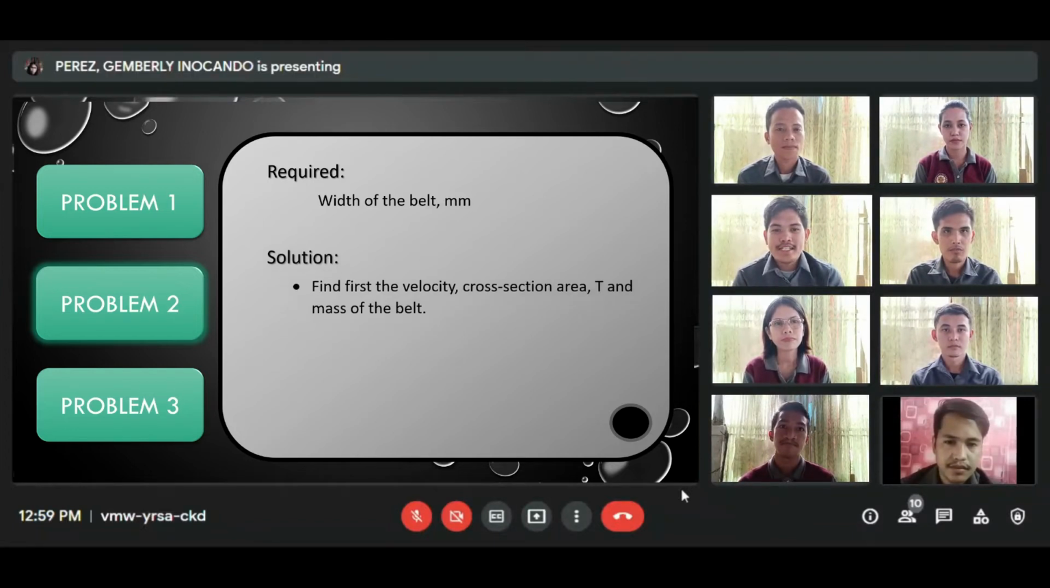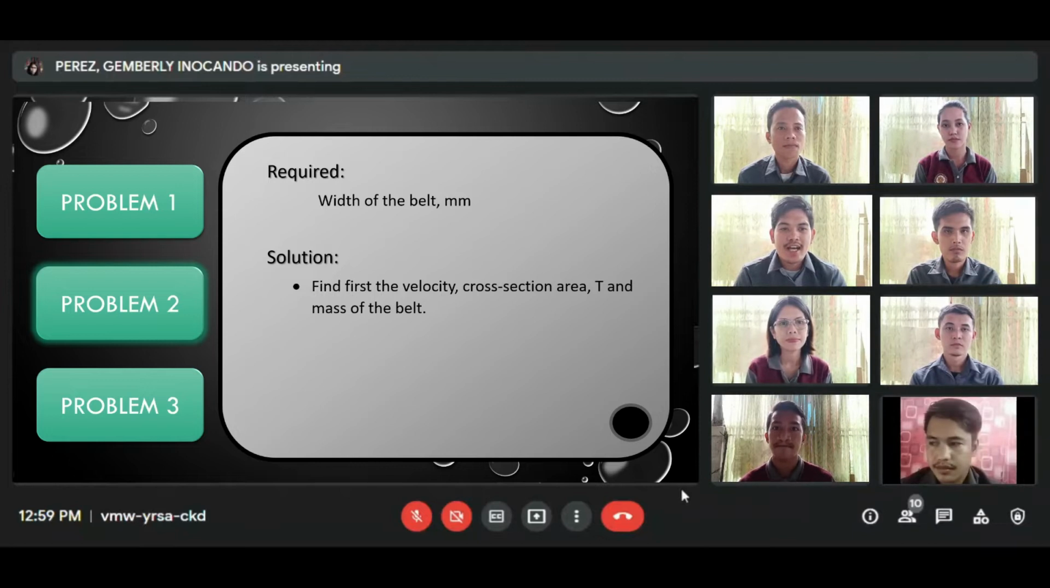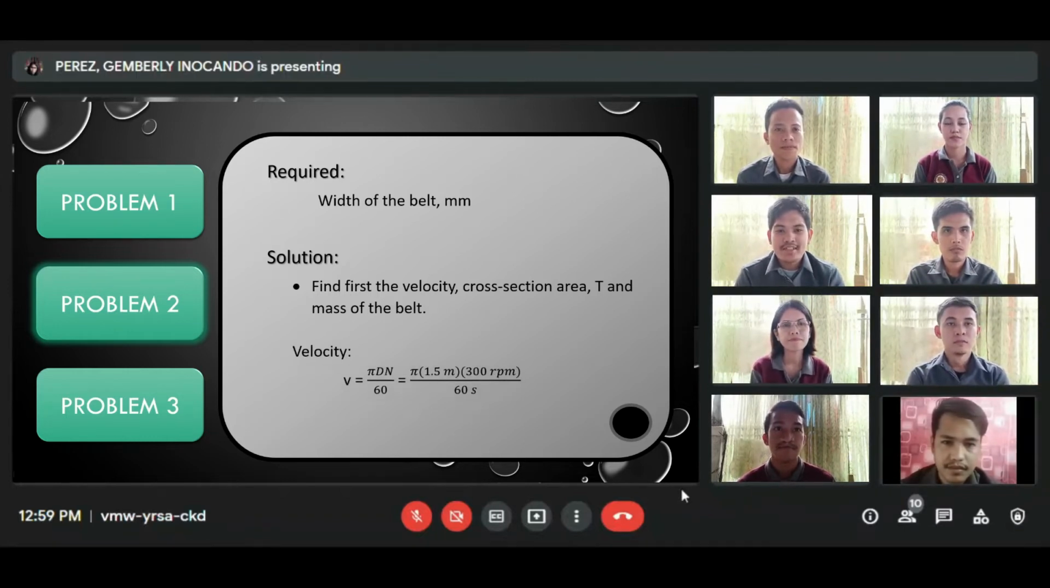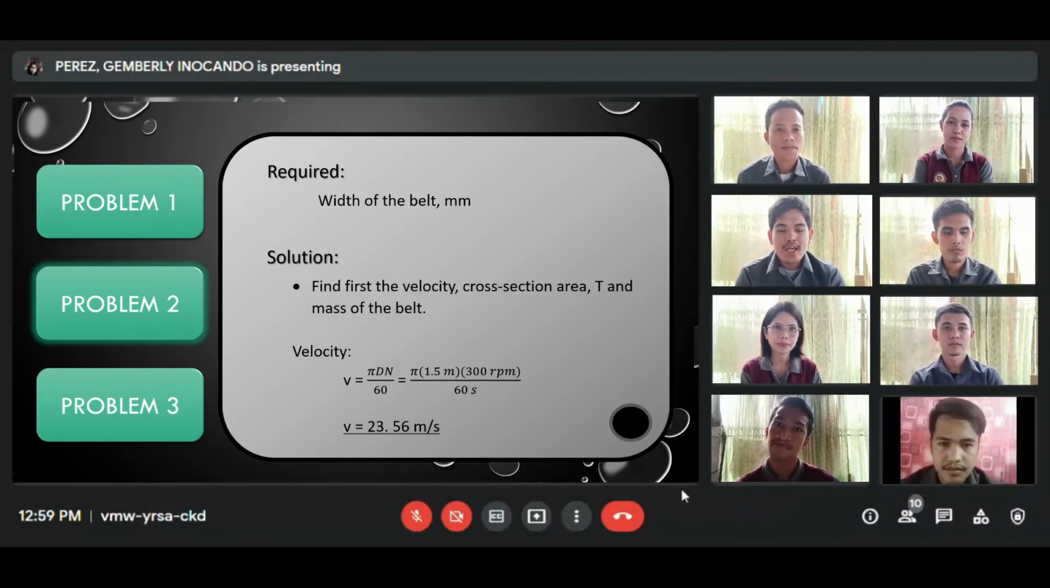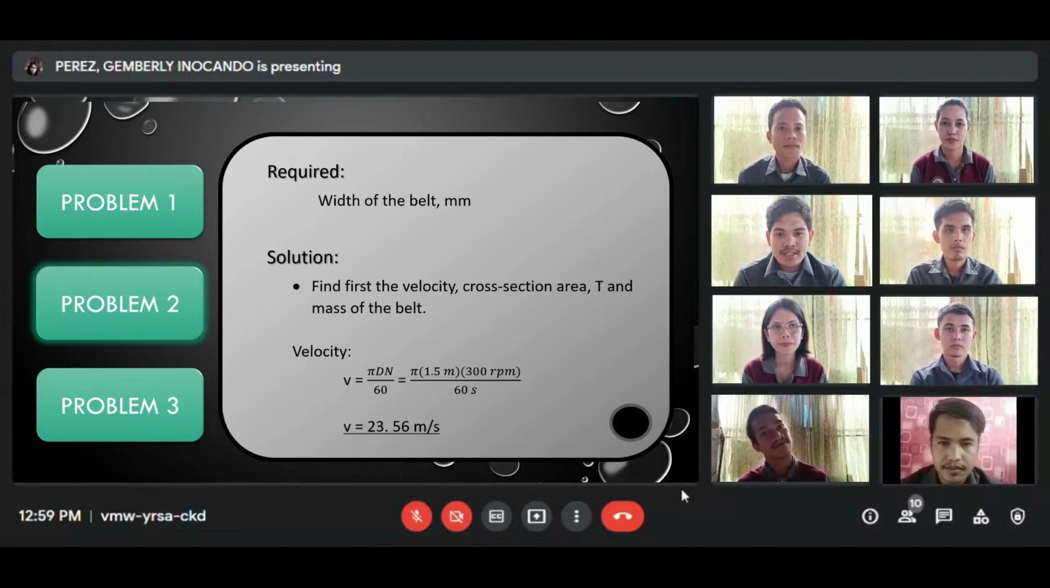So now the solution. Find first the velocity, cross-section area, T and mass of the belt. First is the velocity. The formula for velocity is V equals pi multiplied by diameter multiplied by speed over 60. So pi times 1.5 meter multiplied by 300 rpm over 60 seconds. Using the calculator, V equals 23.56 meter per second.